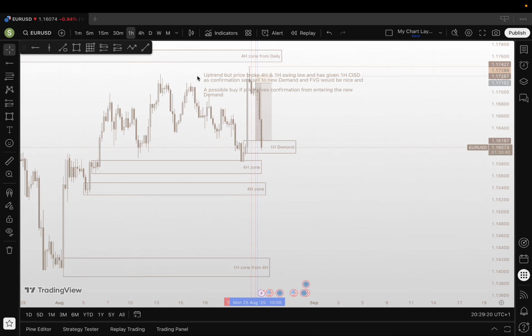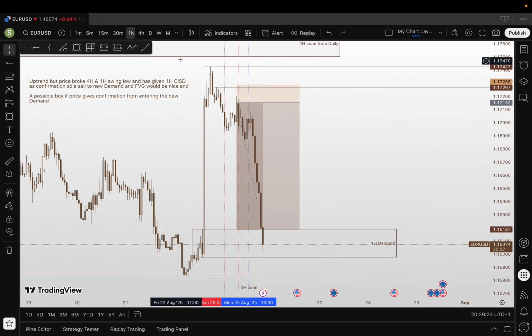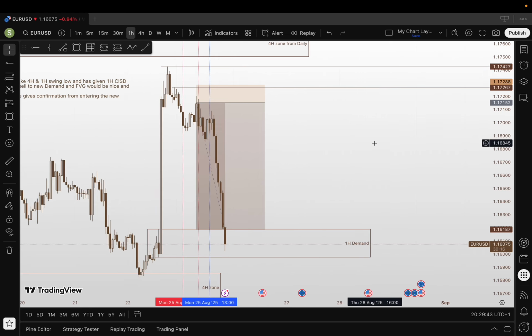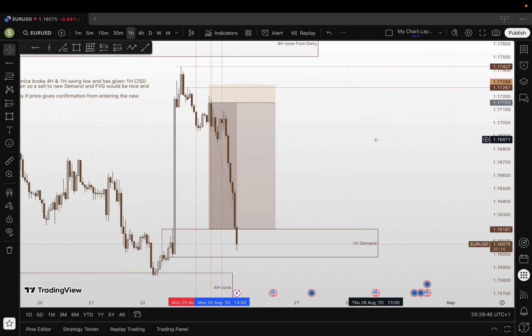Let's go to the 1 hour. Okay, so price almost came into the 4 hour supply, but missed it by 7 pips, 7.5 pips, and that's good enough for me. If price misses my zone by 5 to 10 pips, I usually just take the trade. But if it's anything more than 10 pips, I wait for it to go into this zone. So price almost went there, then gave a 1 hour change in the state right here.